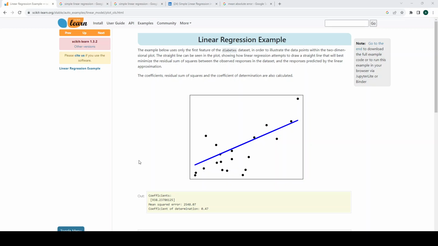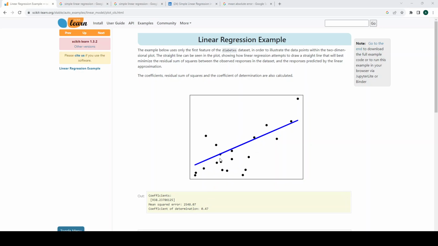Hello everyone. So today we are going to see what is a simple linear regression and some of the key concepts associated with this machine learning algorithm. As you can see, it is called simple because there are just two variables and it is trying to find the relationship between these two variables. There are some important concepts that you should know. First is the coefficients, mean squared error and coefficient of determination.